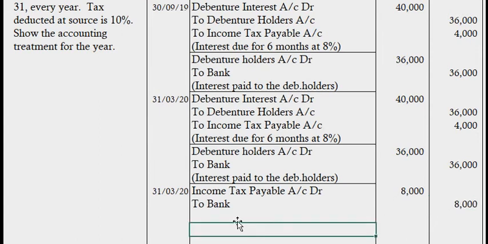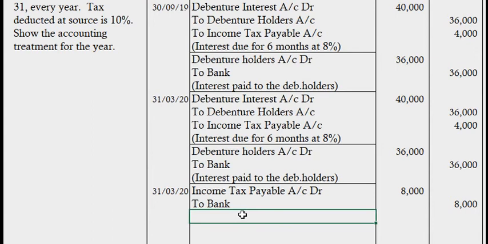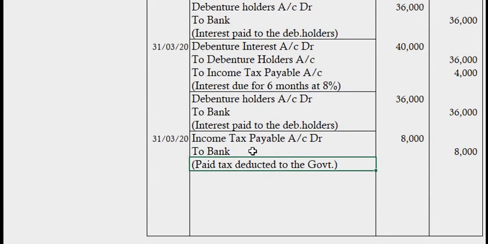So we need to write the narration. Paid tax deducted to the government. Then we have paid the tax, and the next case is on the same date we need to pass one more journal entry, that is here we can see the interest.